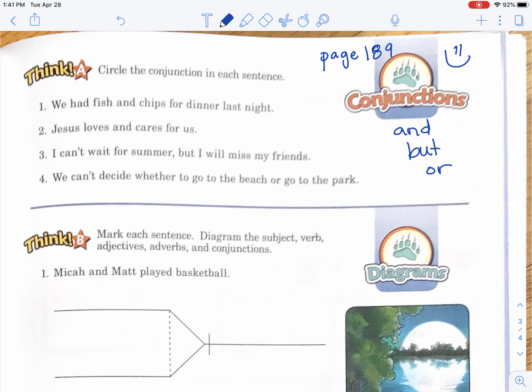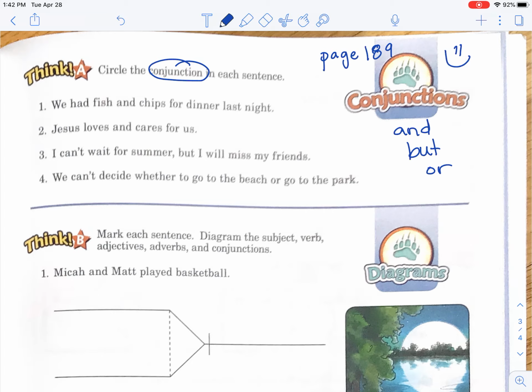That is it. Those are the only choices you have. You're just looking for and, but, and or in your sentences. They hook up words and phrases and clauses. So, what is the conjunction in number one? We're going to circle it. Circle the conjunction. Number one, we had fish and chips for dinner last night.